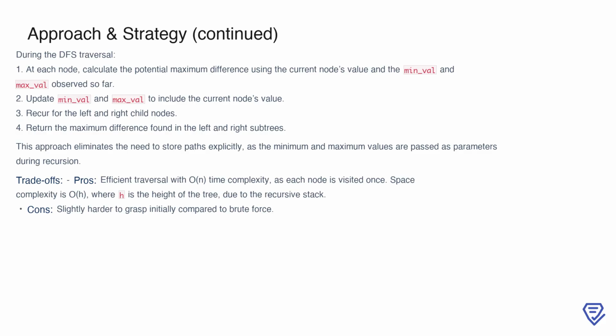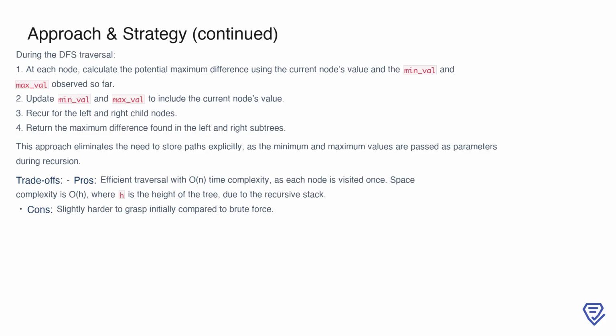This approach is far more efficient, as it processes each node exactly once, resulting in a time complexity of n. Additionally, the space complexity is reduced to h, where h is the height of the tree, because the recursion stack replaces the need to store paths.